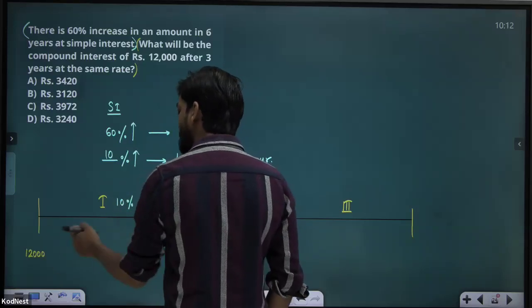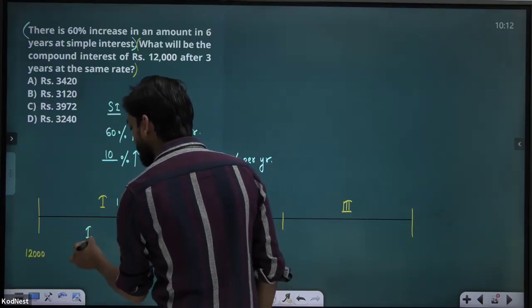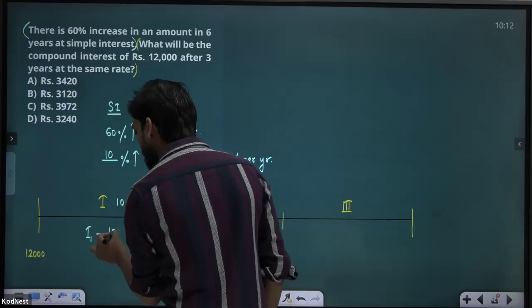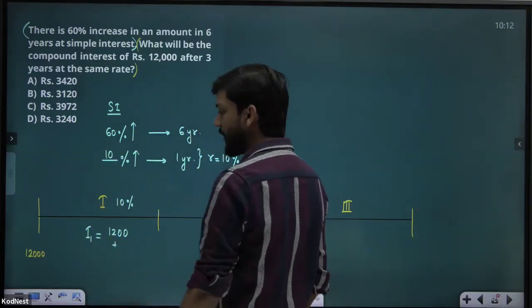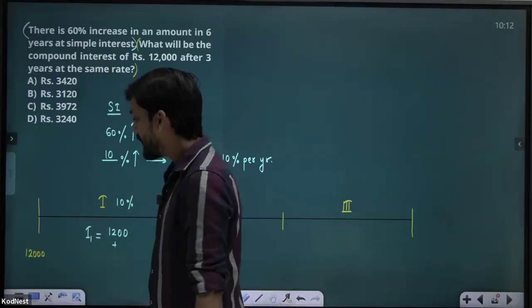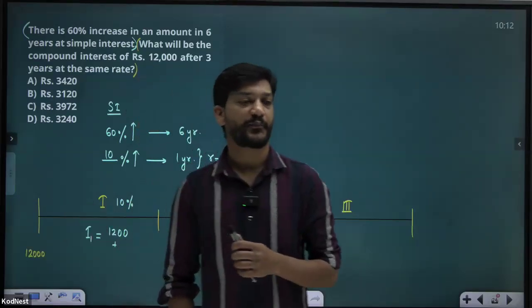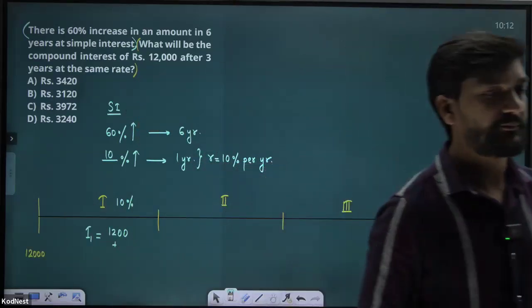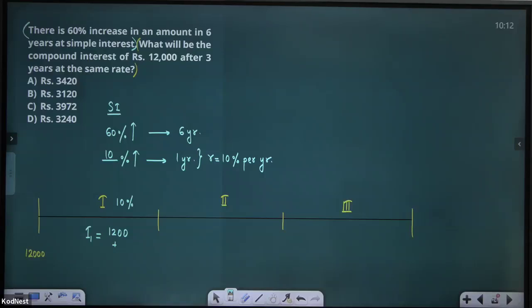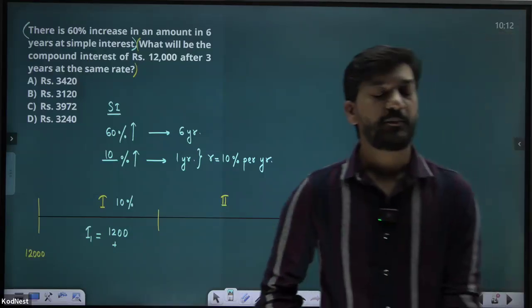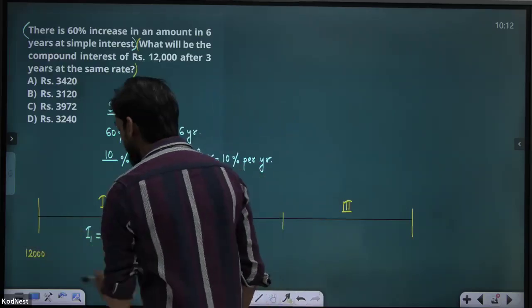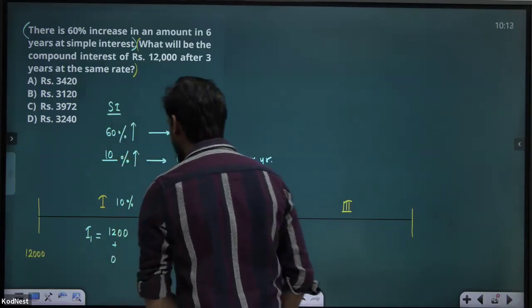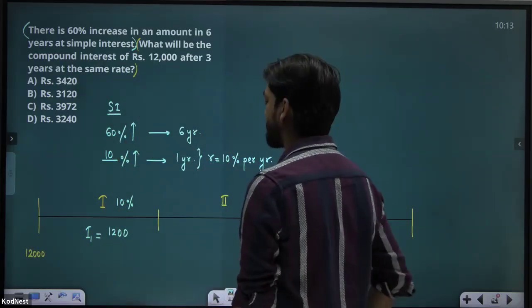So interest on principal is 1200 rupees plus. Do we have any previous interest when I stand here? No. For the first year, there is no previous year, right? So no previous interest, so zero, or don't write anything.